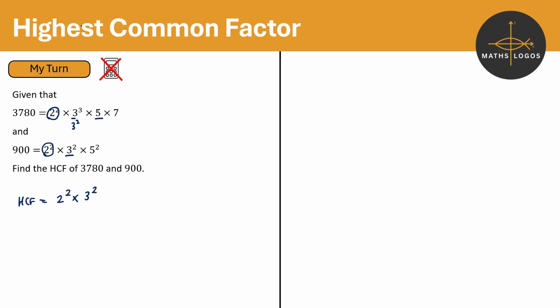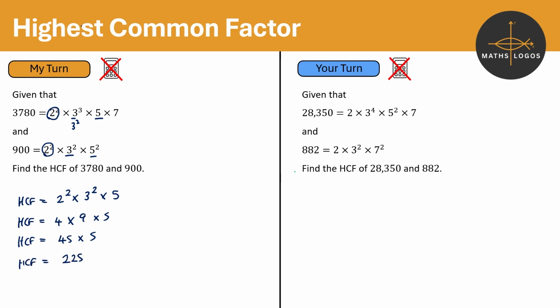Now I look at the 5s. They both have 5s, but they only have 1 in common. I'm going to write down just one of them. And then the 7, they both do not have a 7, so that's not a common factor. I'm not going to add that to my list. I can say that my highest common factor is 2 squared, which is 4, multiplied by 3 squared, which is 9, multiplied by 5. My highest common factor is 4 times 9, which is 36, multiplied by 5. And my highest common factor is 180. Pause the video and give this question a go.